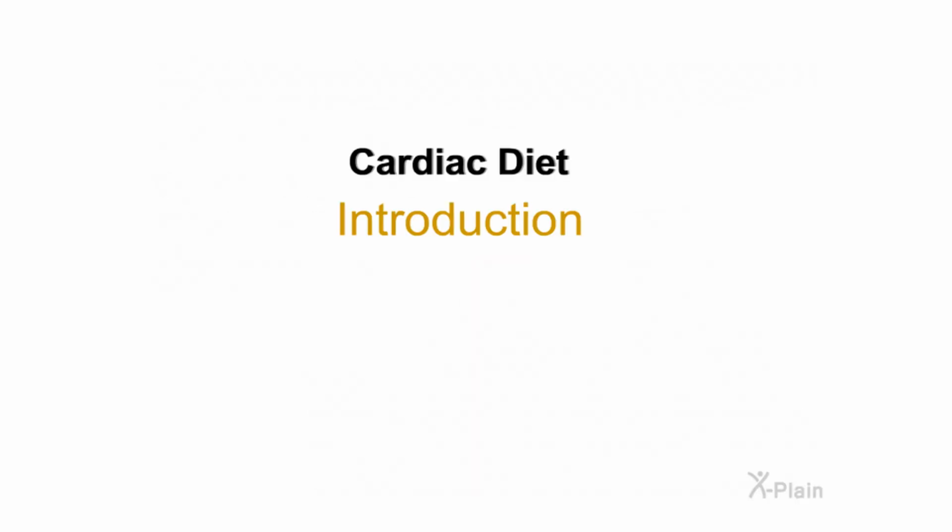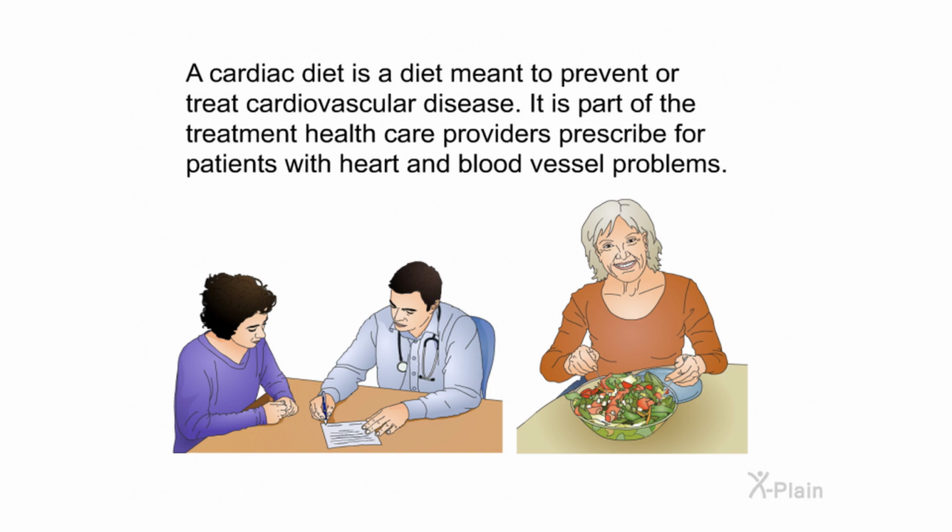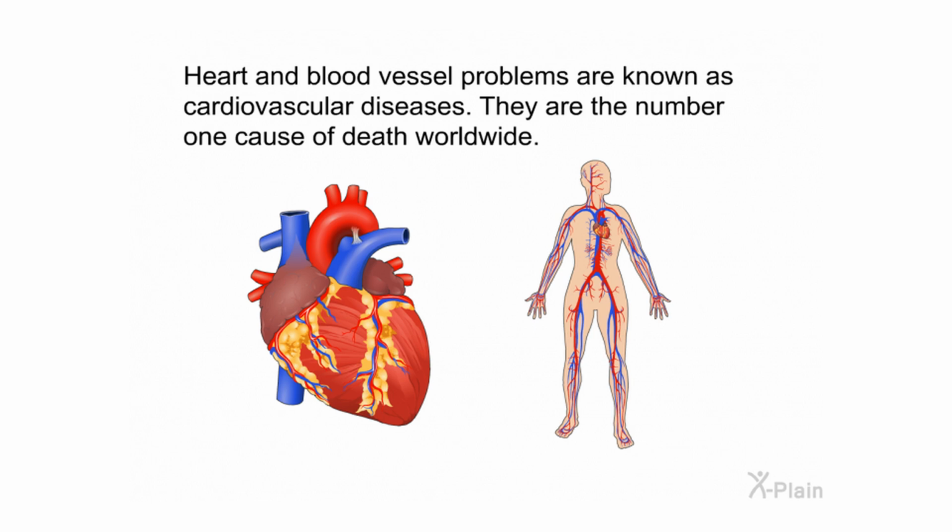Cardiac diet. Introduction. A cardiac diet is a diet meant to prevent or treat cardiovascular disease. It is part of the treatment healthcare providers prescribe for patients with heart and blood vessel problems. Heart and blood vessel problems are known as cardiovascular diseases. They are the #1 cause of death worldwide.